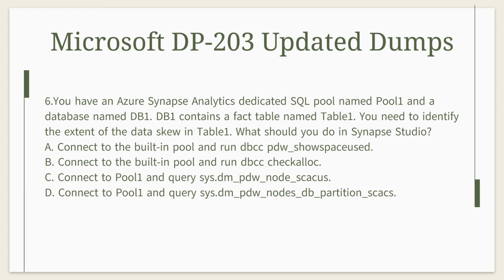DB1 contains a fact table named Table1. You need to identify the extent of the data skew in Table1. What should you do in Synapse Studio? A. Connect to the built-in pool and run DBCC PDW_SHOWSPACEUSED. B. Connect to the built-in pool and run DBCC CHECKALLOC.